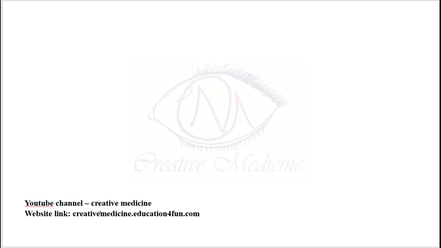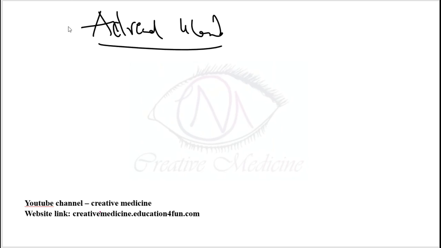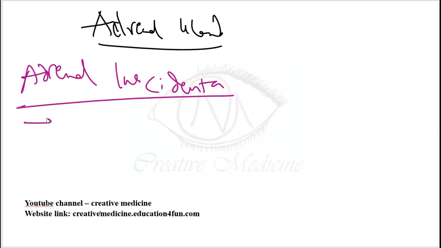Then this is about the parathyroid gland. Then we have to see about the adrenal gland. In the adrenal gland, one most important thing is adrenal incidentalomas. These are incidentally detected masses, and these are actually unrelated disease.